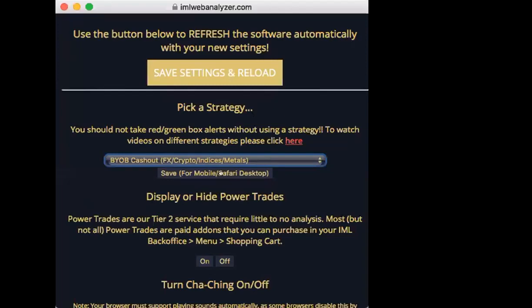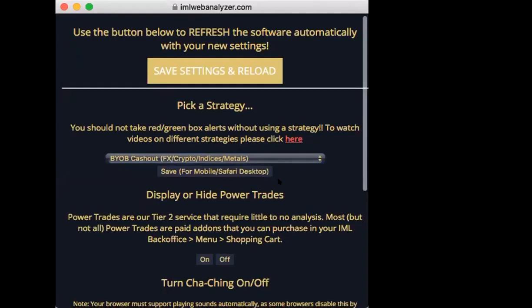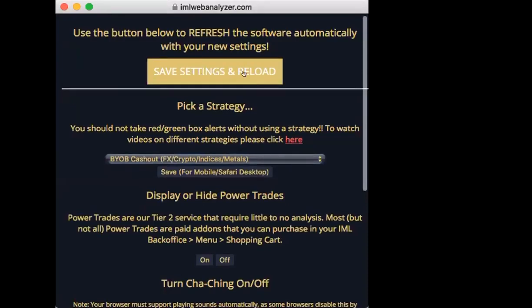Now we wanna save for mobile and desktop. So this is for Safari desktop. I'm on a Mac, so I have to click this. If you're operating on your cell phone, because you could trade off of anything, you could be on your cell phone, you could be on anything, and what you want to do is you want to save it.